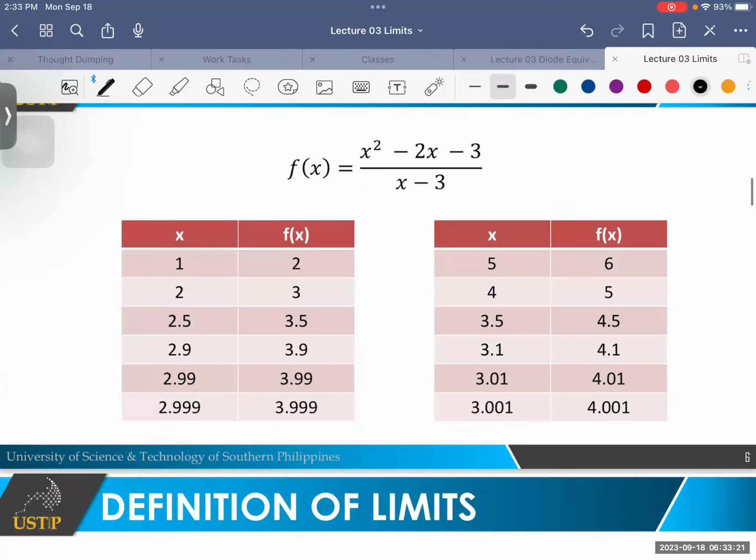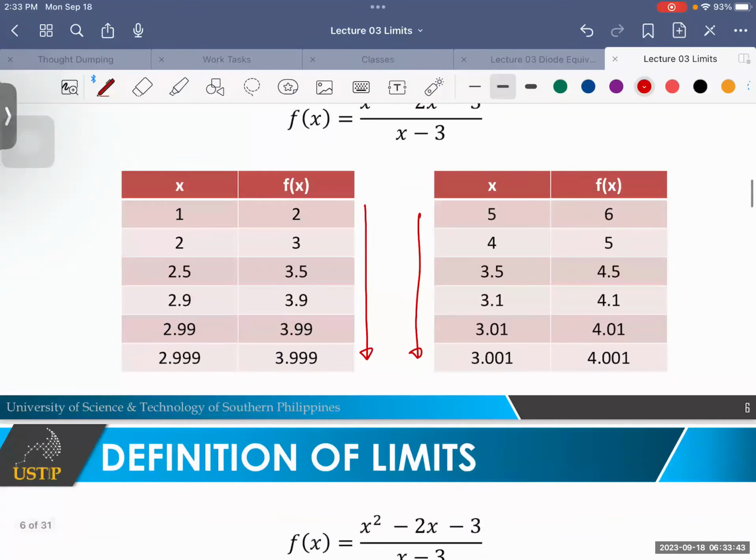Okay, so you can see, class, that from the left side of the number 3 we are approaching a certain value. And from the right, from 5 down to 3.001, our value is approaching, and I think you can already tell that we are approaching the value of 4. Okay? The value of 4.